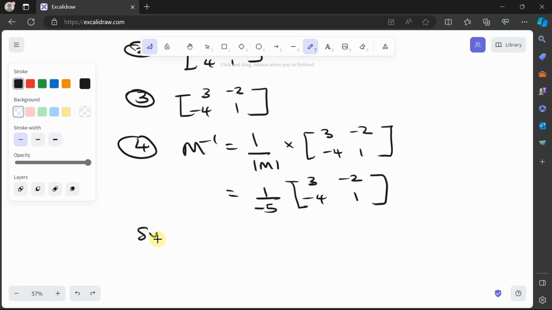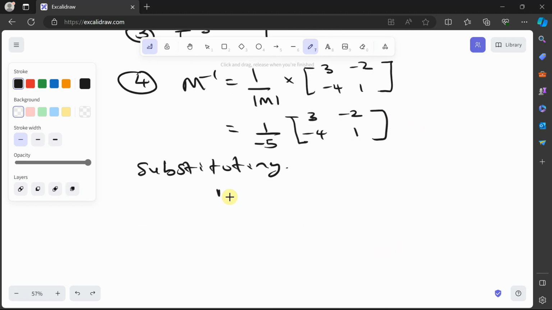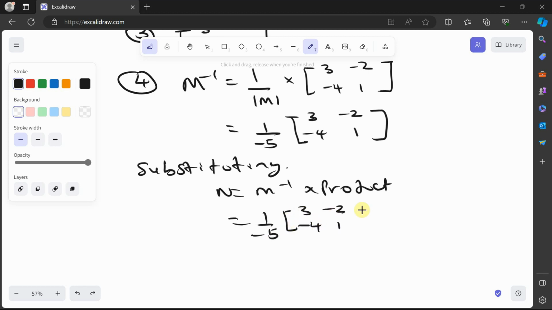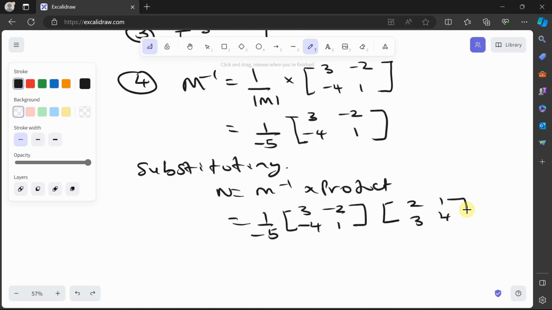So the next thing is that we already have the M inverse, so we can substitute into this formula and say N is equal to M inverse multiplied by product. Our M inverse is 1 over minus 5, open brackets, 3, minus 2, minus 4 and 1. And then the product, where is the product? Product is 2, 1, 3, 4. I want you to multiply these two matrices.